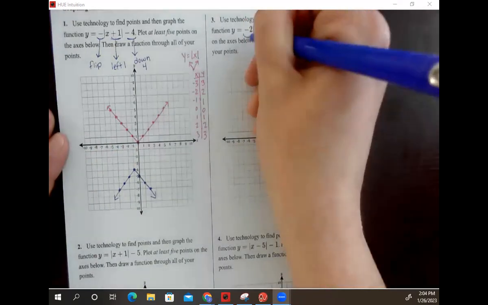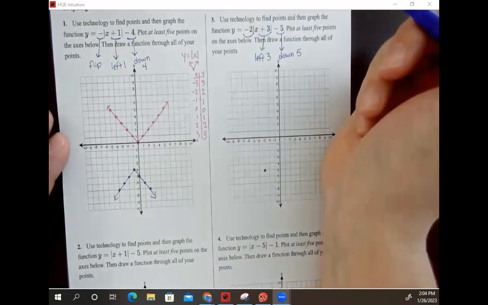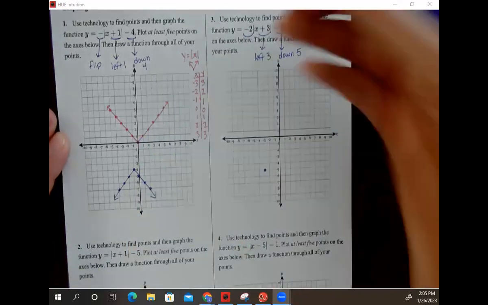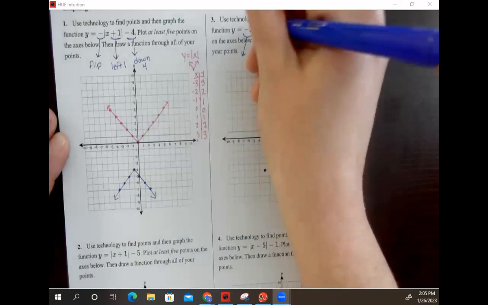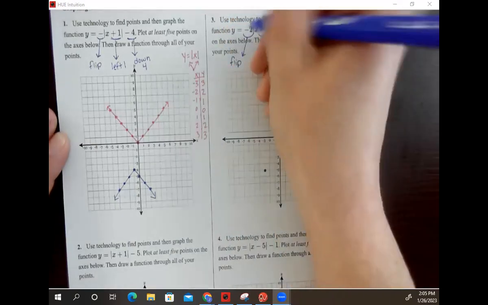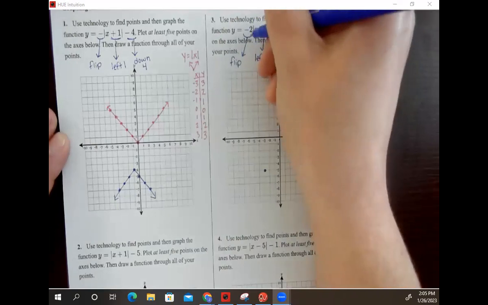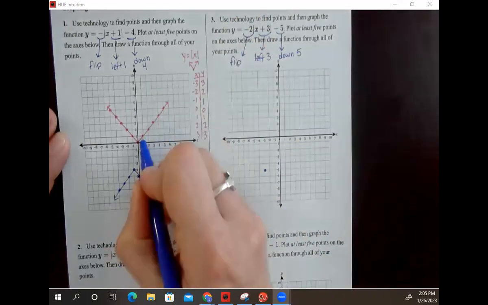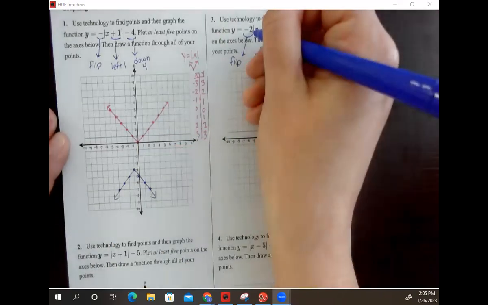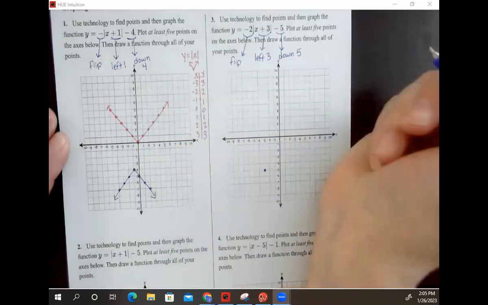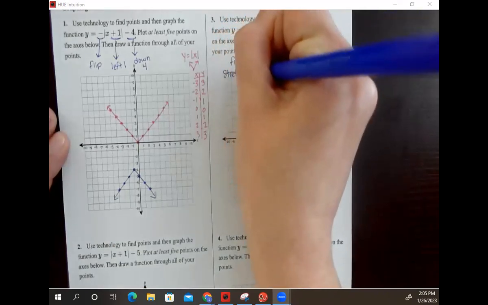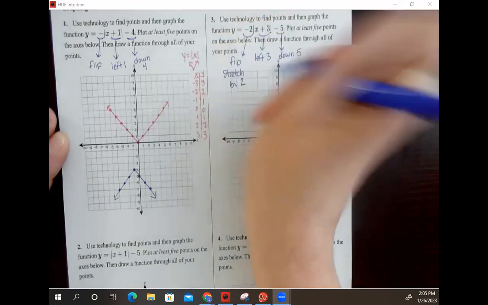Now I look at the front of my function to decide what the shape of my graph will be. Is it going to be the same as the parent function or transformed? This value in front is negative, so I know that we're going to flip this graph because of the negative. And because of the 2, I know we're going to change that steepness of the sides. We're going to change the slope of the sides. Since this is a number greater than 1, we're going to be stretching by a factor of 2.